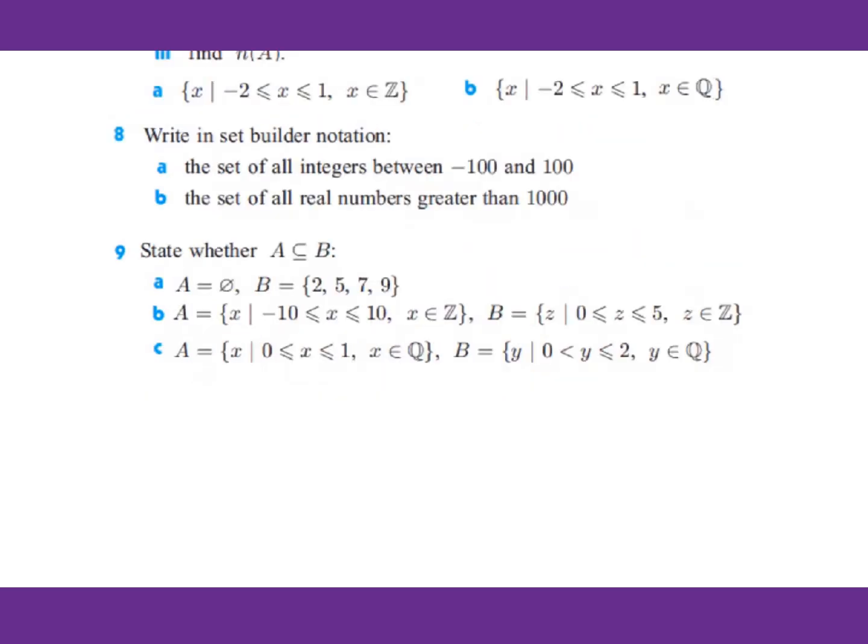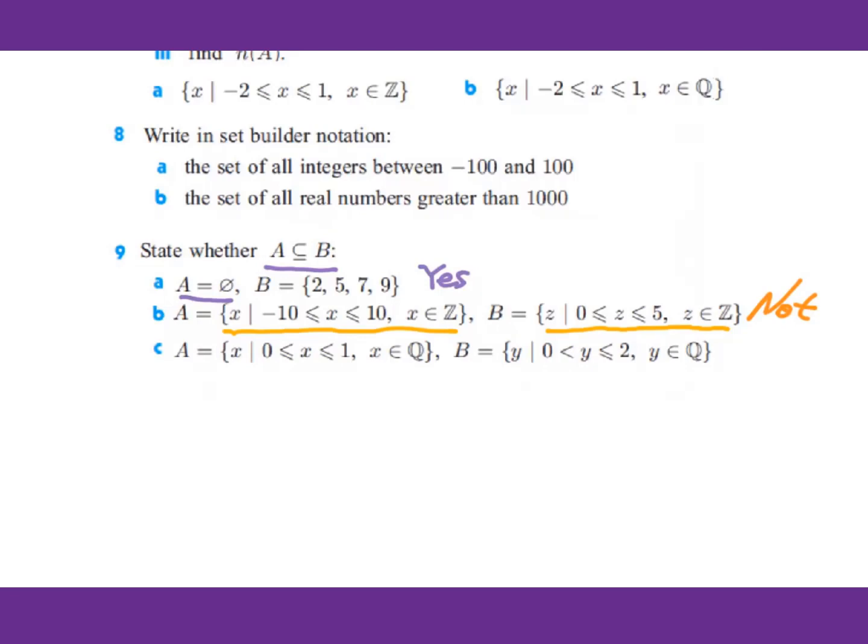For number 9, state whether A is a subset of B. For A is an empty set, B is 2, 5, 7, 9. Yes. Remember, empty set will be subset of any set. For B, A is this, B is this one. Definitely not.